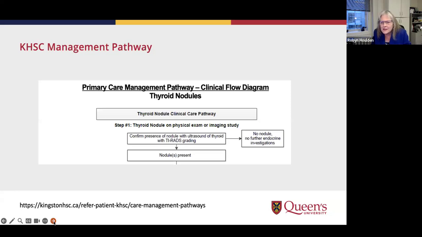If TIRADS reporting isn't being offered in your area, it's time to speak to your radiologist and say, can you get up to speed? And Andrea could certainly guide people on how to get the training they need, or we could get the artificial intelligence to come into your area and take over. No, I'm just teasing. Okay, so we have confirmed the presence of the nodule on the ultrasound. Next slide.